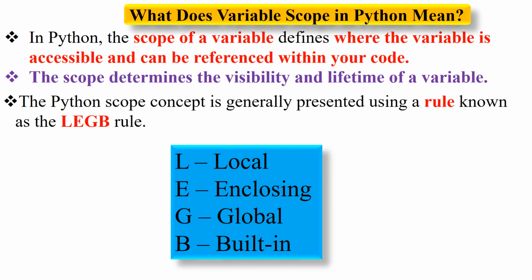What does variable scope in Python mean? In Python, the scope of a variable defines where the variable is accessible and can be referenced within your code. The scope determines the visibility and lifetime of a variable. The scope of a name or variable depends on the place in your code where you create that variable. The Python scope concept is generally presented using a rule known as the LEGB rule. The letters in the acronym LEGB stand for local, enclosing, global, and built-in scopes. This summarizes not only the Python scope levels but also the sequence of steps that Python follows when resolving names in a program.